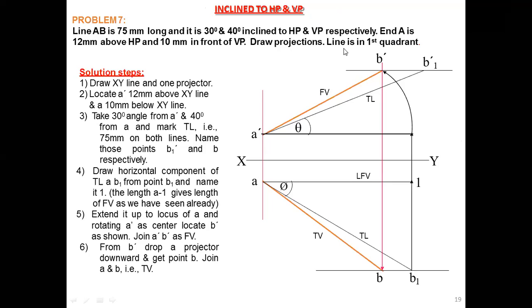The projection of the line is in the first quadrant. With respect to the first quadrant only, sir. So first, what you need to do? Draw the XY line. Then you draw this red line, so you fix this end A and end B.